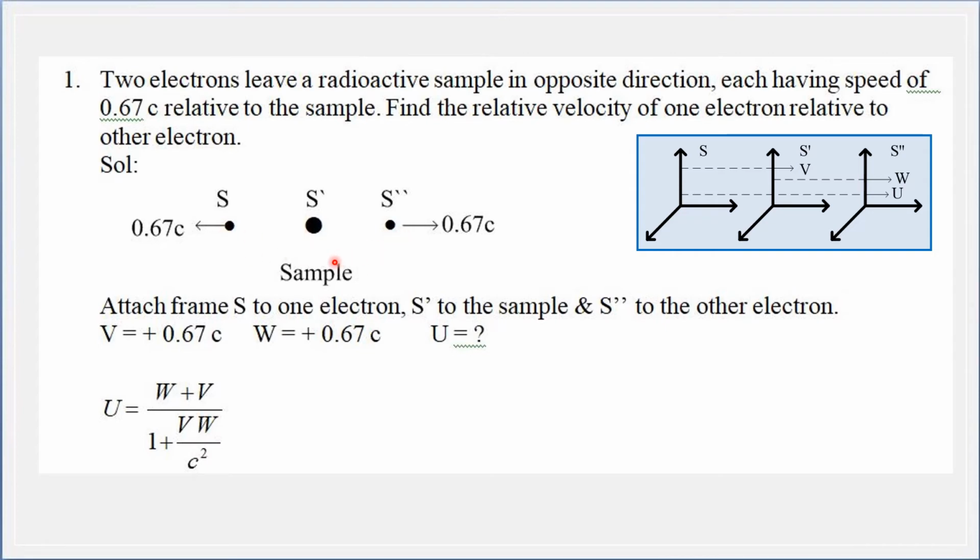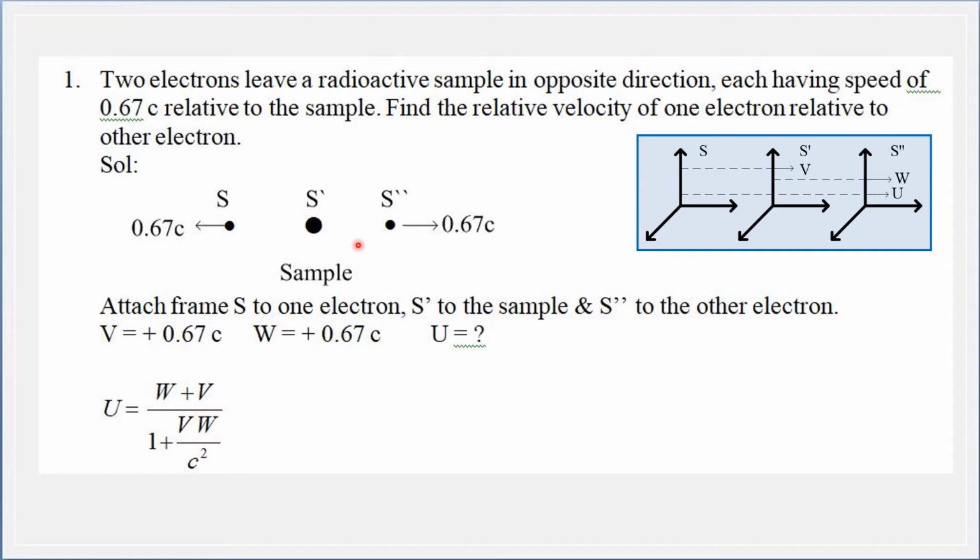So now once you draw the sample, one electron, another electron, then in this order you mark the frames. This is S, S dash and S double dash. S dash, that is, the sample is there in the frame. One electron in the frame S, the other electron in the frame S double dash. Okay. Then we have to use this formula, U equal to (W plus V) by (1 plus VW by C square). So we should know which is U, what is W, what is V.